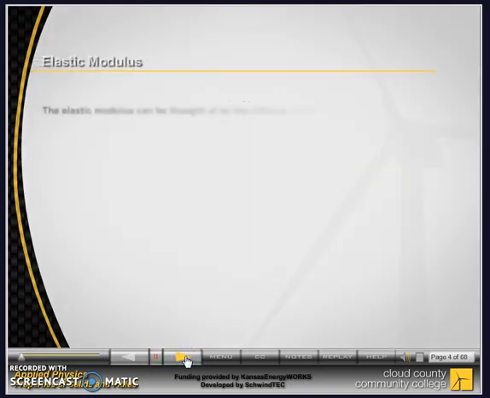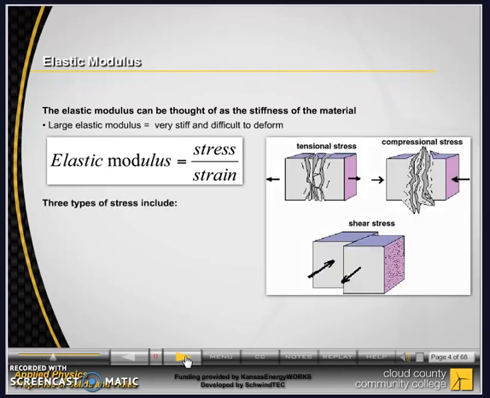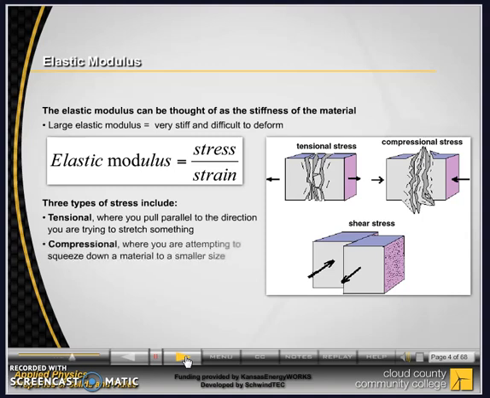The elastic modulus can be thought of as the stiffness of the material. A material with a large elastic modulus is very stiff and difficult to deform. Three types of stress include tensional, where you pull parallel to the direction you are trying to stretch something; compressional, where you are attempting to squeeze down a material to a smaller size; and shear, where the force is perpendicular to the direction that you are trying to stretch.